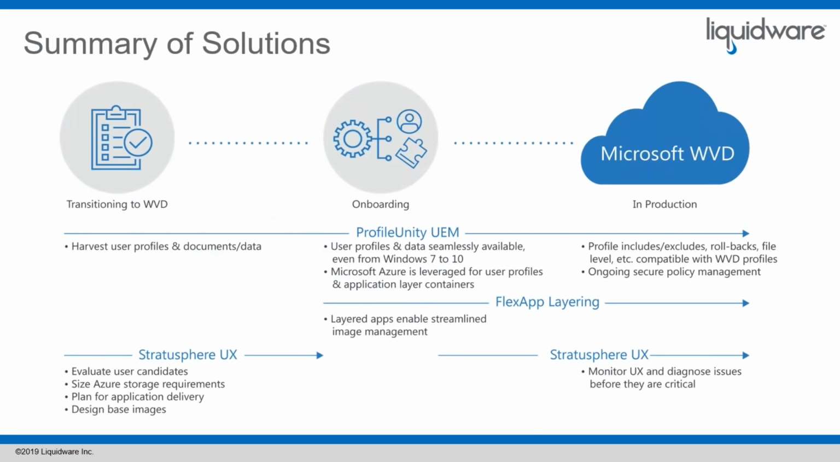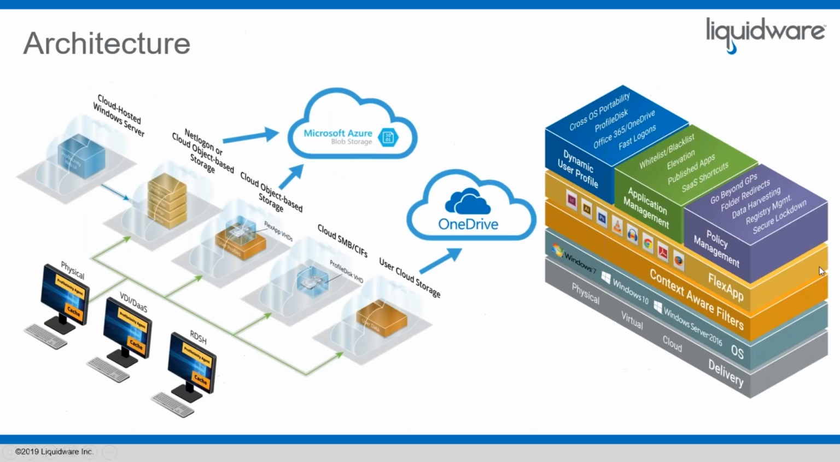The layered cake over to the right recaps that it's any Windows delivery method. If you look at it from the bottom up, ProfileUnity will run across any Windows OS without having to be reinstalled, without having to repackage applications. You leverage the same context-aware filters to assign apps or unique policies to users to give you that one dynamic profile, application management through layering or whitelist and blacklist restrictions, privilege elevation, and policy management across the board. Next slide.